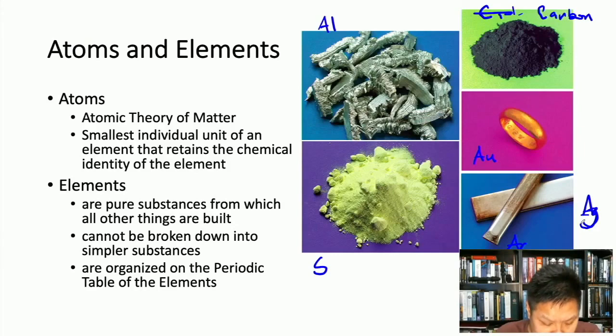So the Latin for gold is aurum, that's why it's AU, and then the Latin for silver is argentum, which is interesting too. That's where the AG comes from. You don't have to remember that, but that's just something interesting. So let's go to the next slide.